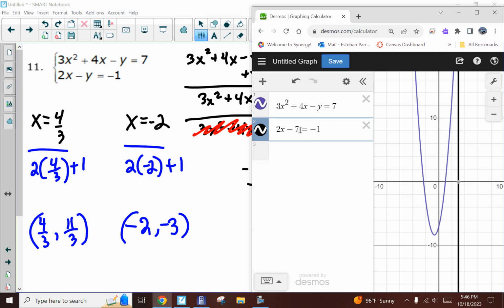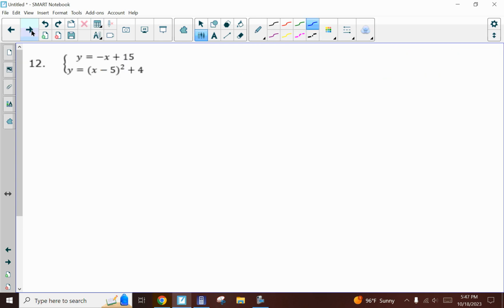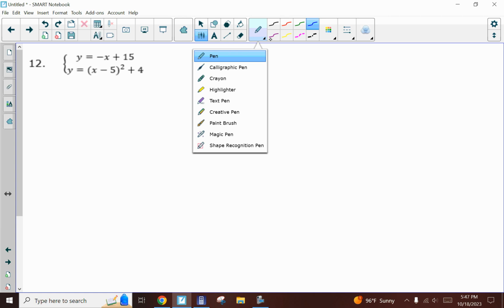Oh, that's not a 7, that's a y. There we go. So that guy right there, I'm assuming is this fraction. Is that decimal? I'm not assuming, I know. And then this is the other answer that we got. Okay, last one. Now this one's nice because they're both equal.